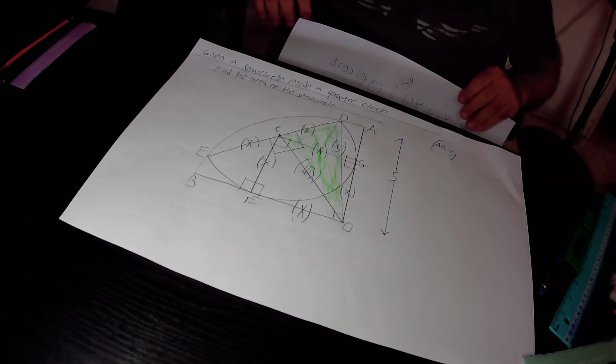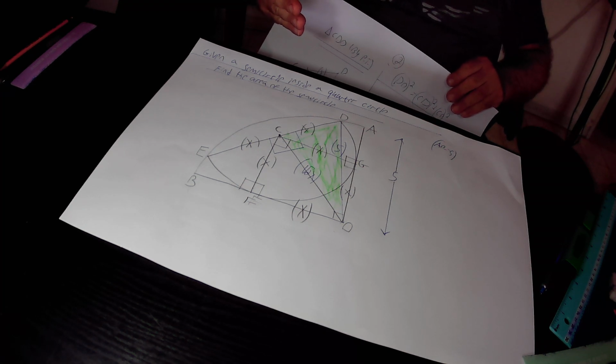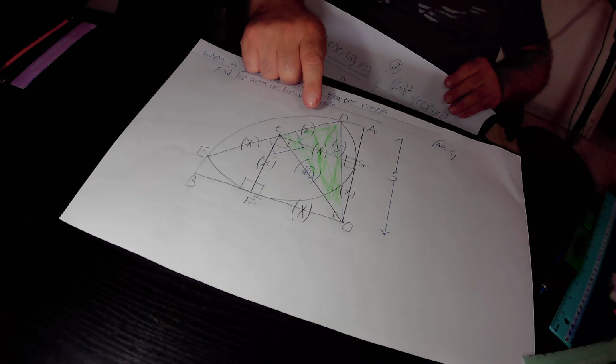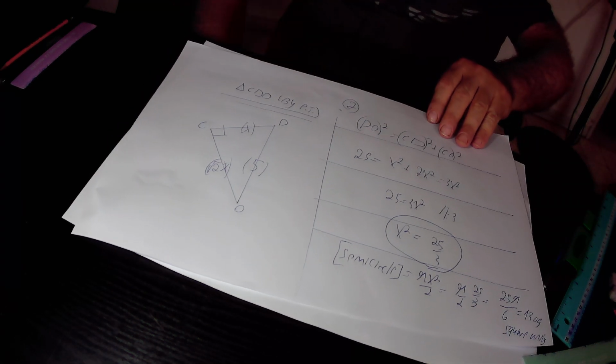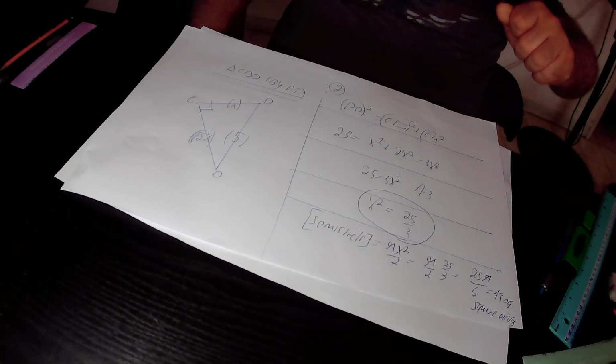Our mission is to find the area of this semicircle. The area of any semicircle equals the area of the circle over 2. The area of the circle is pi times the radius squared, and therefore the area of the semicircle will be equal to pi times the radius squared over 2. And the radius of this semicircle is x, therefore the area of the semicircle equals pi x squared over 2.